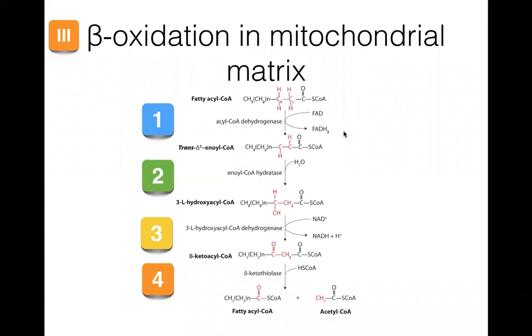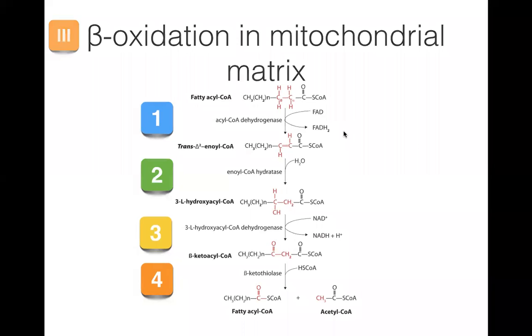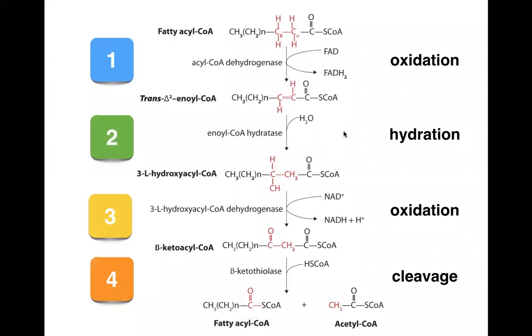Let's restart once more with enumerating the 4 steps in one round of beta oxidation. The first step is called oxidation, which involves release of FADH2, followed by hydration, then oxidation, but this time what is released as an electron carrier is NADH. And the final step is cleavage or thiolysis. Let's move on to the first step of beta oxidation.